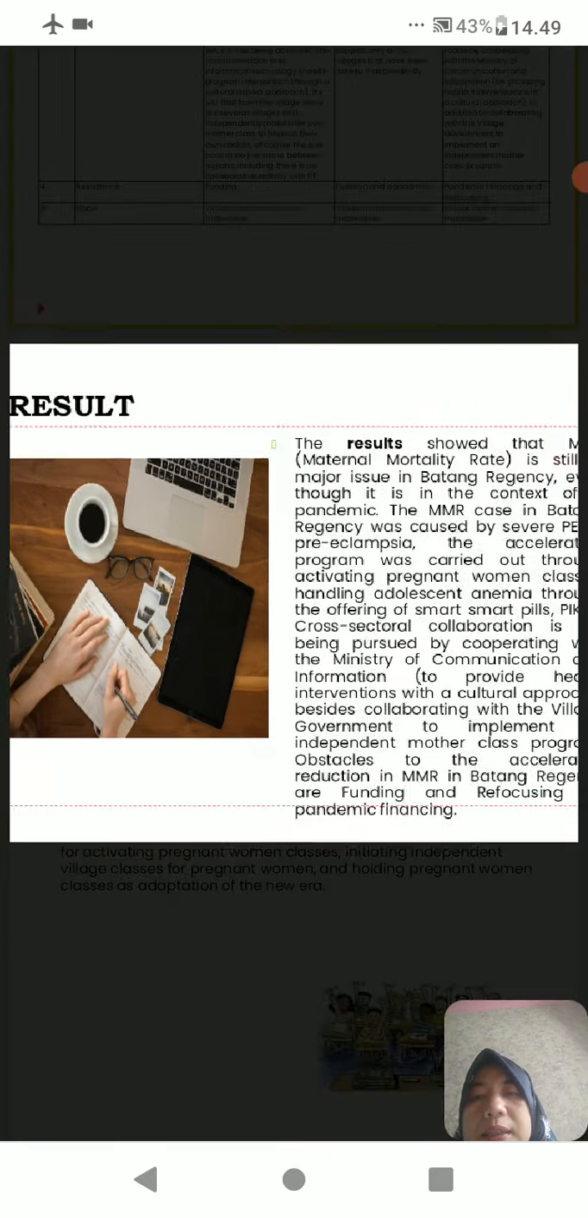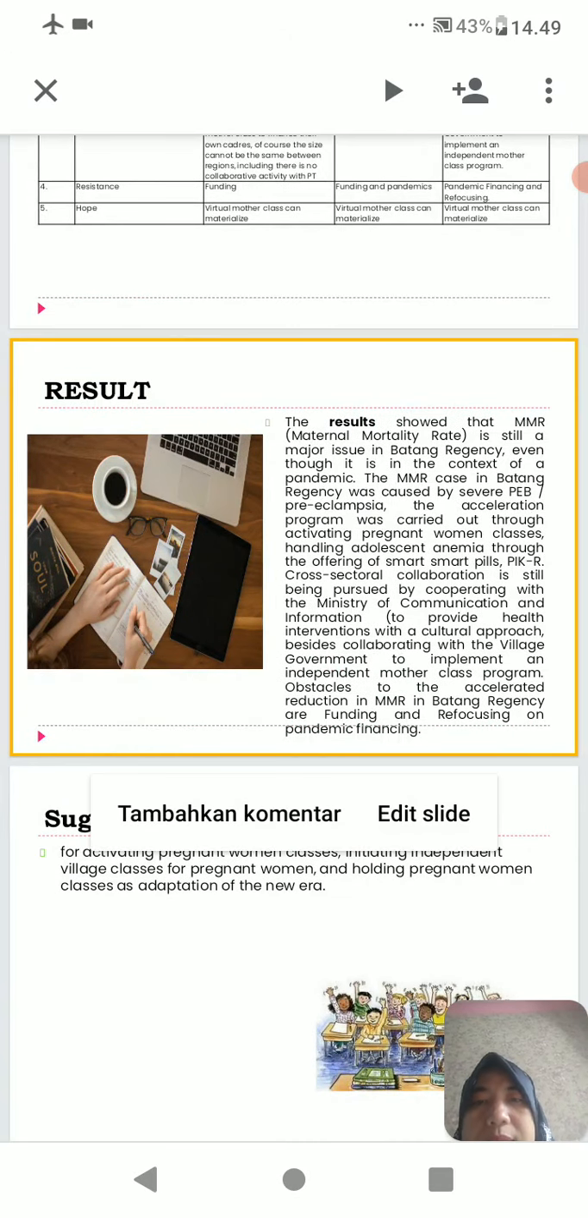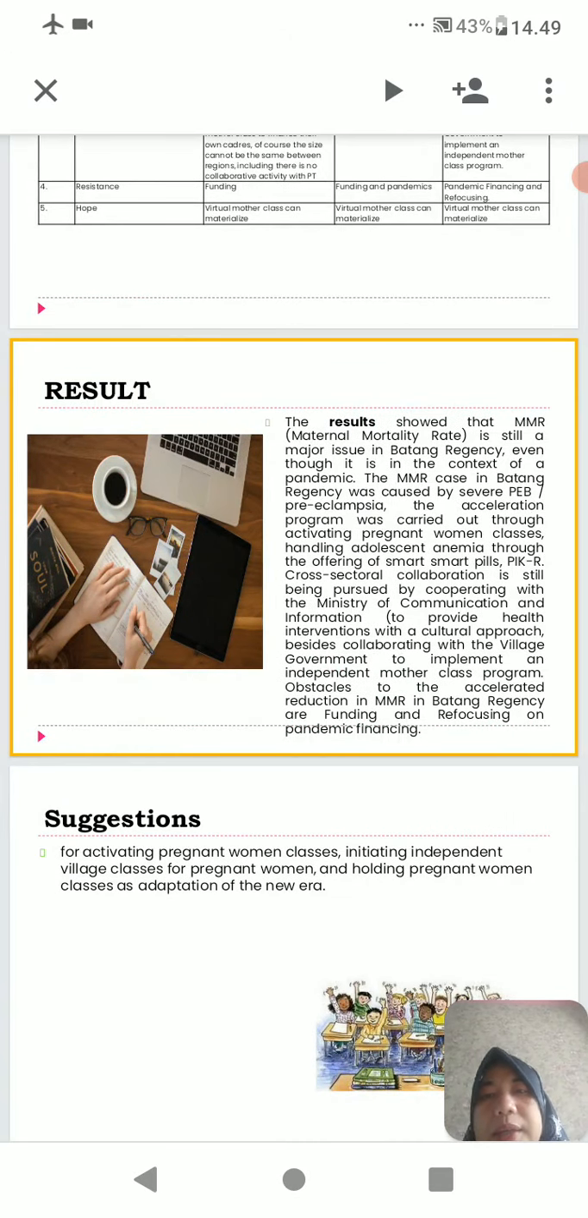Okay, this is the result, the conclusion of my result. The results show that MMR, maternal mortality rate, is still a major issue in Batang Regency, even though it is in the context of a pandemic. The MMR cases in Batang Regency were caused by severe preeclampsia.